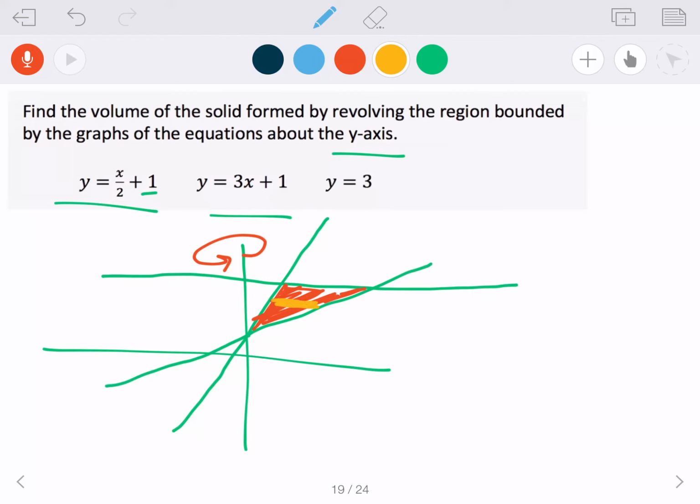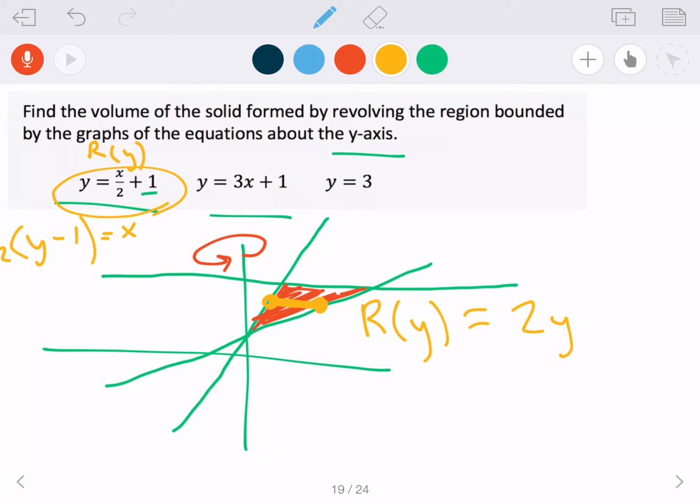And again, I'm looking at the endpoints of this. This endpoint's going to give me the big radius. This endpoint's going to give me the little radius. And so I see that the big radius there is going to be my function that wasn't as steep, that's this one. There's r of y. But I'm going to have to solve it for y. So let's do that. I've got y minus 1, and then I multiply the whole thing by 2. That would give me that function in terms of y. So I've got 2y minus 2 here for the big radius.